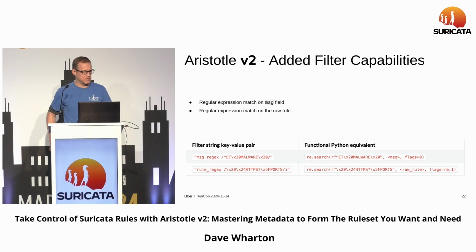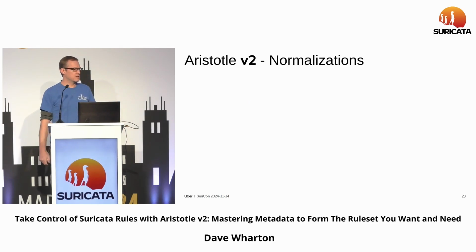So the first thing I added was the ability to do regular expression matching in your Boolean filter string, which is extremely helpful, although there is a performance hit, but performance really isn't a top priority for Aristotle. So you can apply regular expression match against just the message field, or you can do it across the entire rule itself.